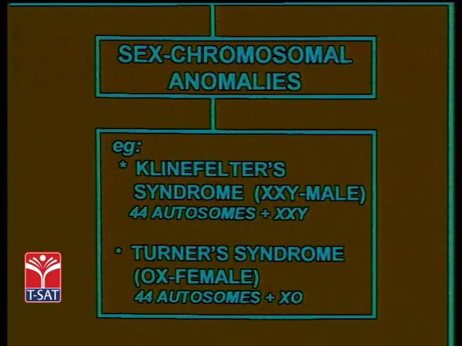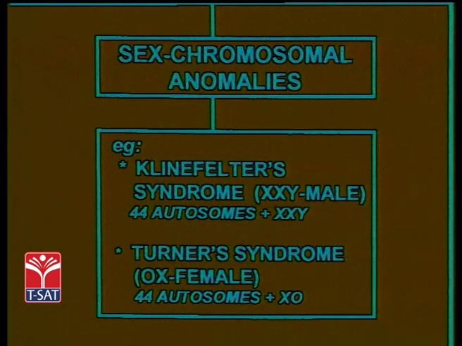The second one is sex chromosomal anomalies. The best examples for the sex chromosomal anomalies are Klinefelter syndrome and Turner syndrome. The karyotype of Klinefelter syndrome is 44 autosomes plus XXY. The disorder we can see is in the sex chromosomal pair, that is XXY. In this person, the sex chromosomes are XXY instead of the normal XY.